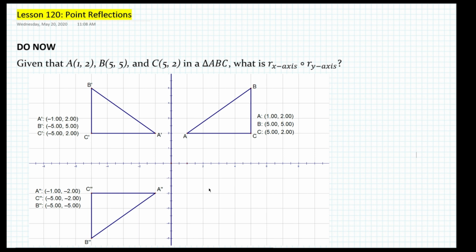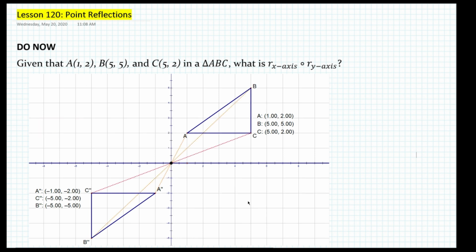So if you, for example, had to ignore A prime, B prime, and C prime, how can we get from triangle ABC to triangle A double prime, B double prime, and C double prime in one single transformation? Well, there are different types of transformations that you can perform here. But one of them is a point reflection over the origin. So let me show you what I mean.